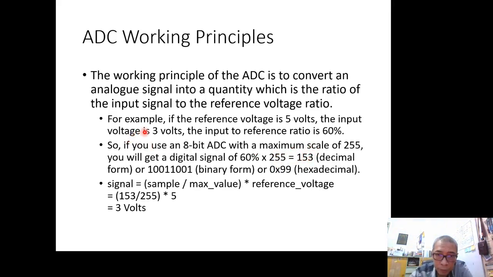This value will be saved in the microcontroller, because you have an input voltage of 3 volts and the reference voltage is 5 volts. The equation we use is: signal equals sample divided by maximum value, multiplied by the reference voltage. The sample is 153, and we need to convert it back. The maximum value is 255. So the ratio is multiplied by the reference voltage, which is 5 volts, and then we have 3 volts, like we mentioned for the input voltage of 3 volts. Okay, so this is a simple working principle.